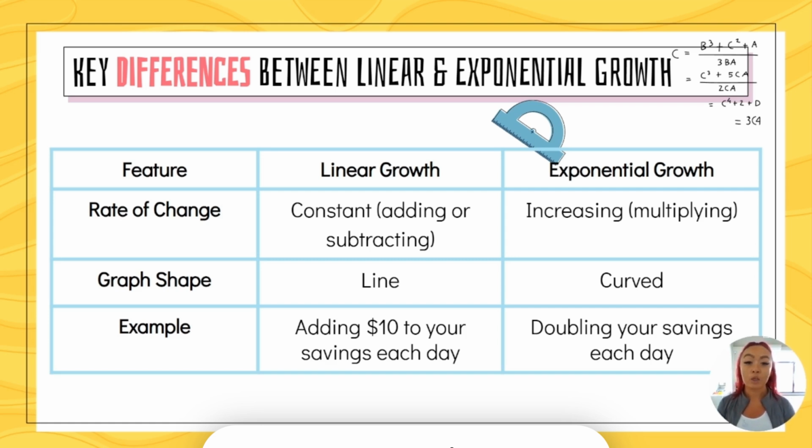An example of each would be, for linear growth, adding $10 to your savings each day, and for exponential growth, doubling your savings each day. Right? So anytime you see the words doubling, tripling, or halving, you should think exponential.